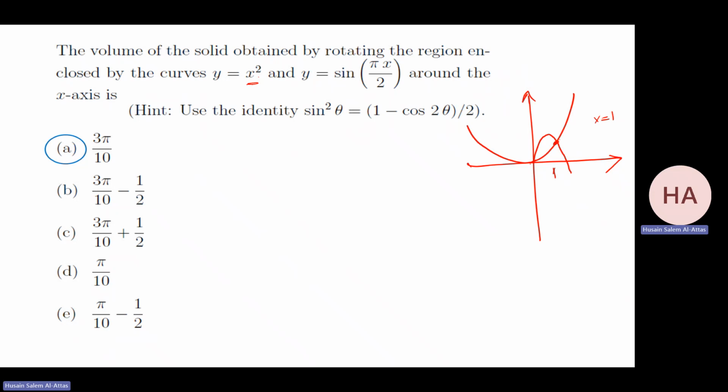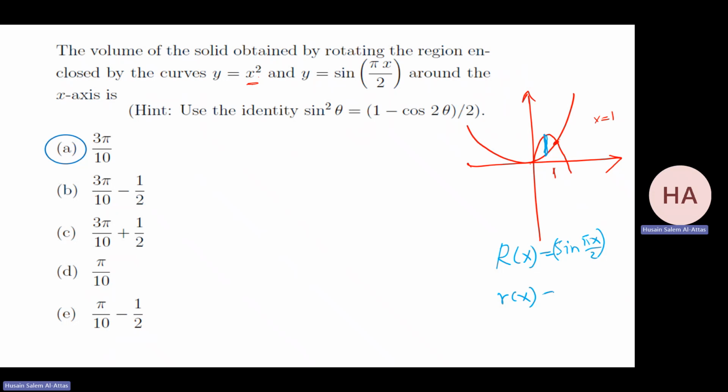Okay. Now I want to find the volume. And this is perpendicular to what? This is the region around the x-axis, so this is perpendicular to the x-axis. So I have capital R of x, the outer radius, is the sine of pi x over 2. That will be capital R of x, which is the sine.